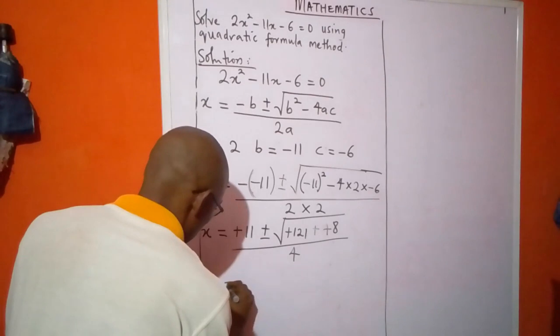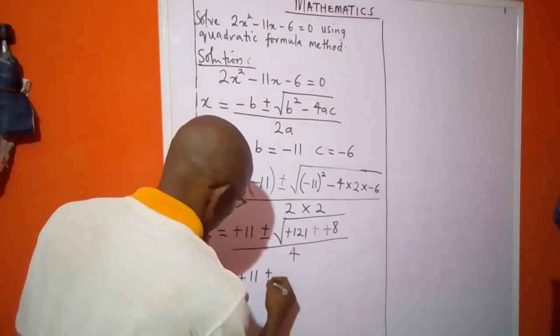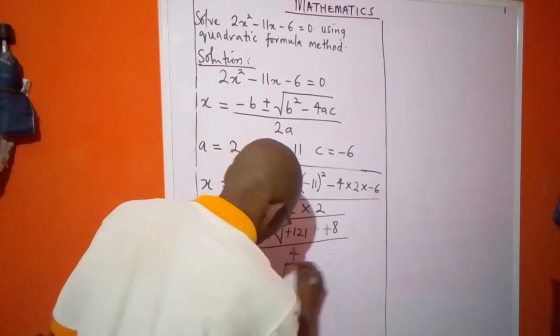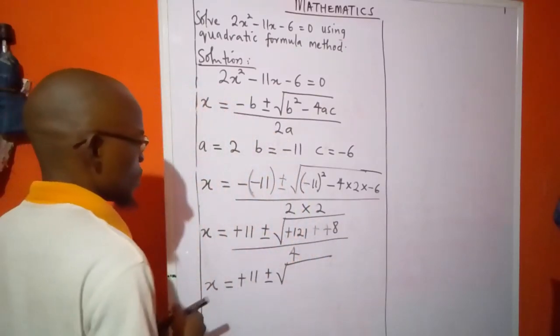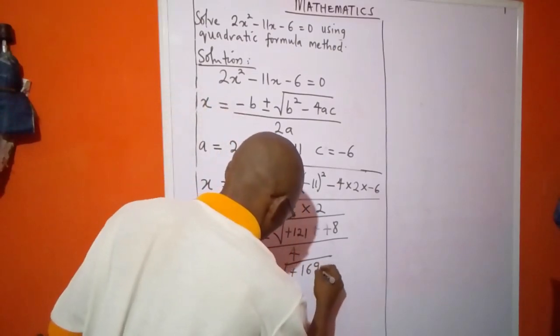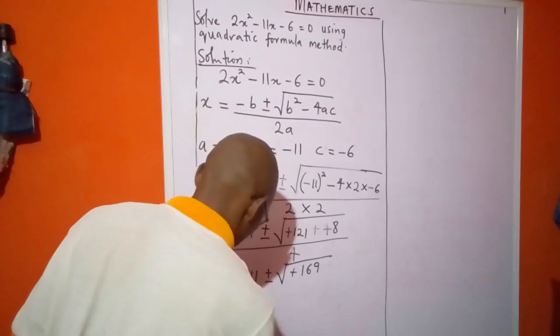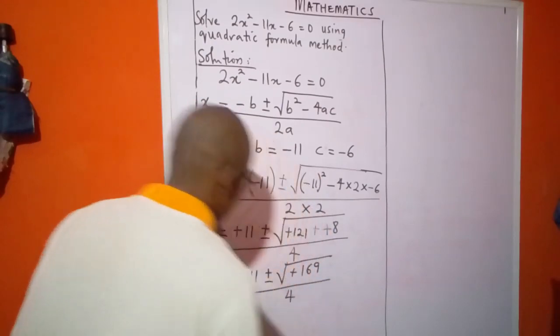Okay, so from here we now have x equal to plus 11 plus or minus square root. Let's add this up. 121 plus 48, that will be giving us plus 169. Everything all over 4.